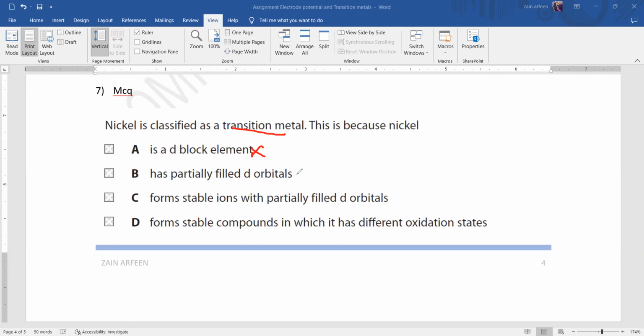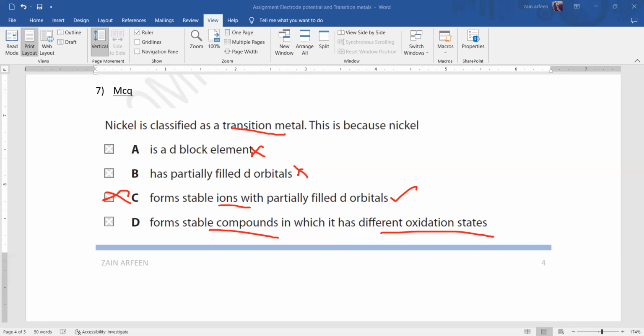So the second statement is not valid for all. Form stable ions with partially filled d orbital, that is true. When they have a partially filled d orbital, their ions are stable, so C is the right answer. And form stable compounds which have different oxidation states.